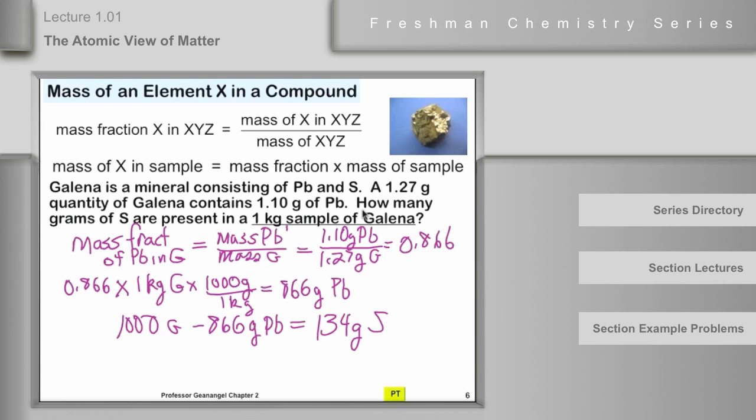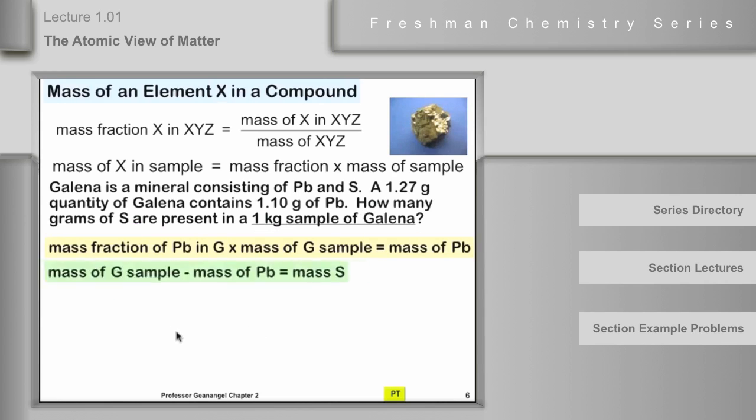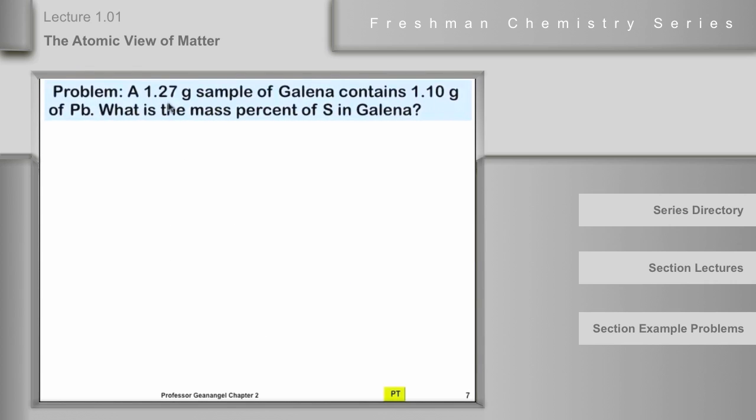I've got one more here to show you an example of calculating mass percent. A 1.27 gram sample of galena contains 1.1 gram of Pb. What is the mass percent of sulfur in the galena? Okay, the mass percent. So perhaps it'd be wise for us to underline that. That's what we want to calculate. So the mass percent is the mass of sulfur divided by the mass of galena times 100%.